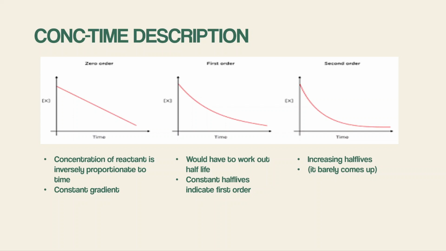So if it's a 0 order concentration time graph, you can just say constant gradient. If you wanted to do a bit too much, you can say concentration of reactant is inversely proportionate to time, just to help you make it make sense in your head, but saying constant gradient is more than enough. If it's first order, you would have to work out the half-life if they gave you a graph, and just say that constant half-lives indicate first order. If it's second order, just say the half-lives are increasing.